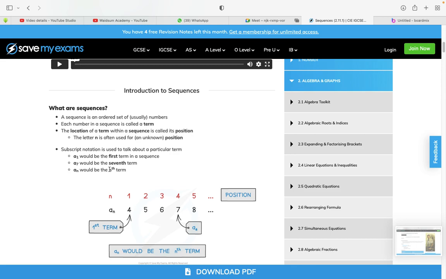So for this course or for this text, we'll be using A1 for the first term in the sequence, A2 for the second term, A3 for the third term, A4 for the fourth term, A6 for the sixth term, A7 for the seventh term, and An for the nth term. So the nth term is An. Okay? So that's for this sequence.